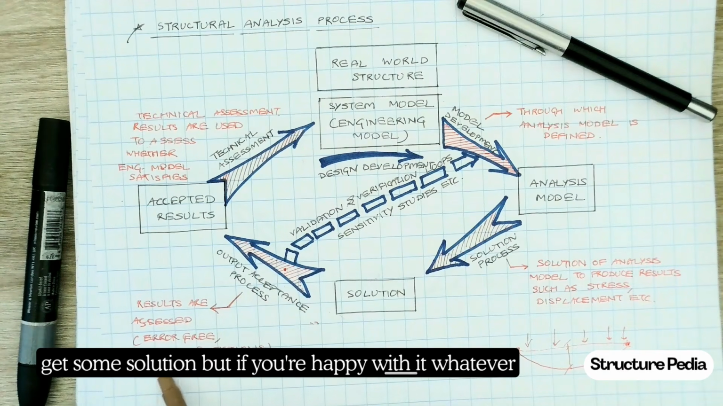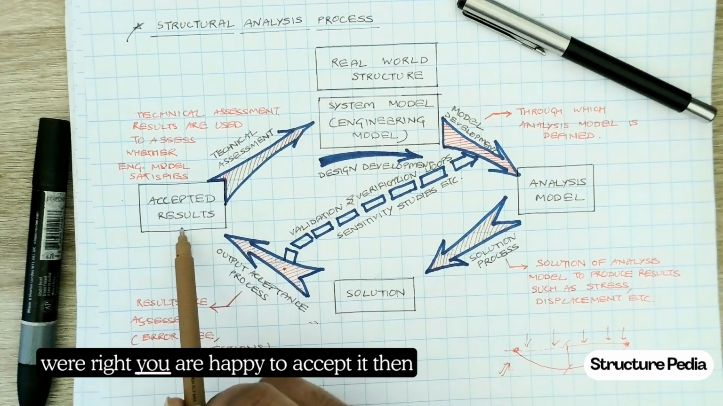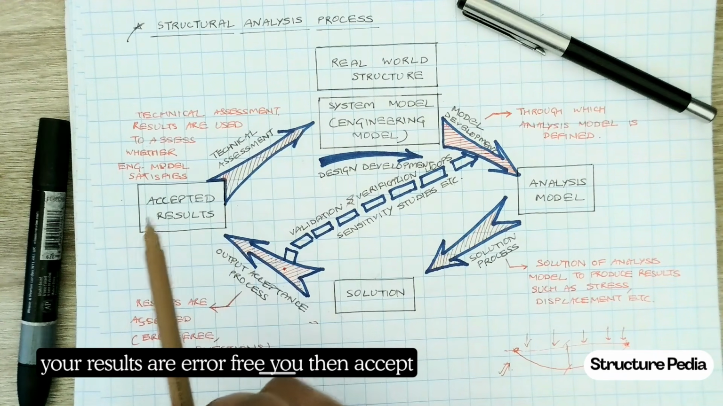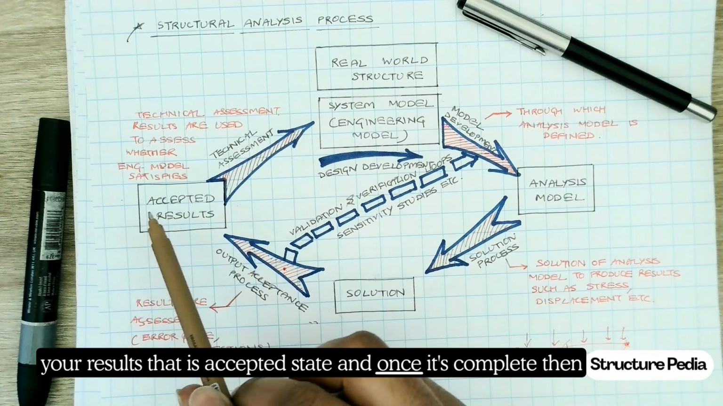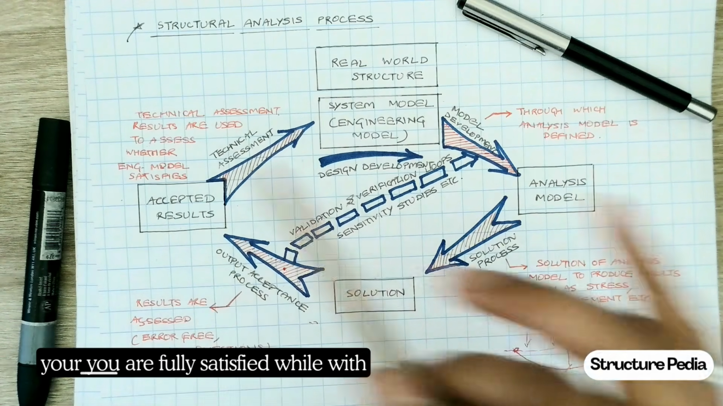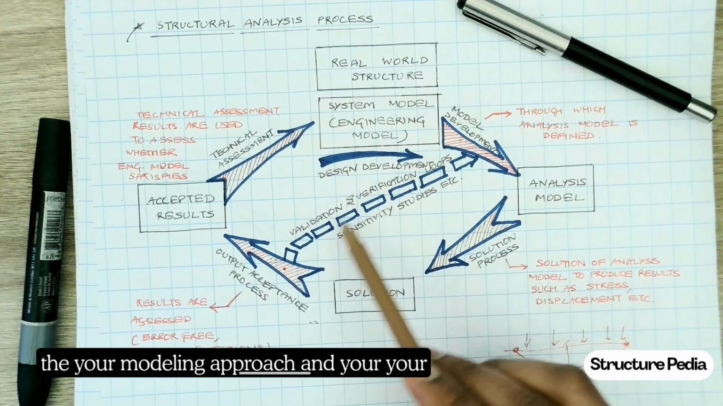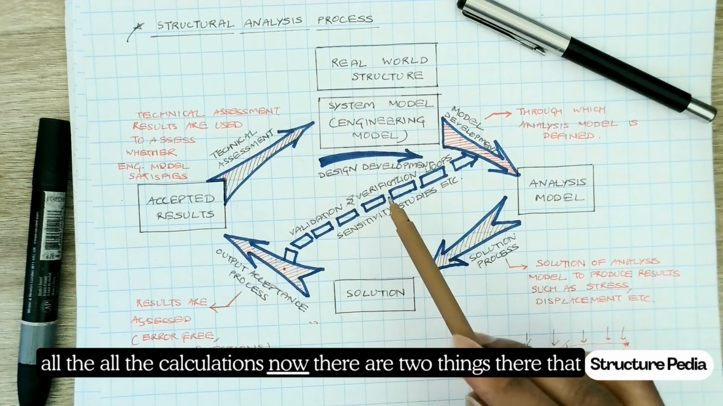But if you're happy with it, whatever the inputs that you have given initially, those were right, you are happy to accept it, then your results are error free. You then accept your results, that is the accepted stage, and once it's complete, then you are fully satisfied with your modeling approach and all your calculations.